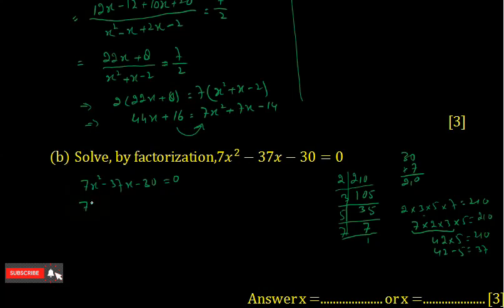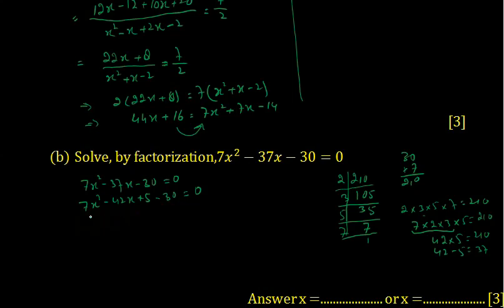Now it can be written as 7x square minus 42x plus 5x minus 30 is equal to 0, because when we add minus 42 and plus 5, it becomes minus 37, and when we multiply, minus 42 times 5 is 210, and minus 30 remains the same. We have done the middle term break by taking the factors, and we have found that 42 multiplied by 5 becomes 210, and when we subtract 5 from 42 it becomes 37.